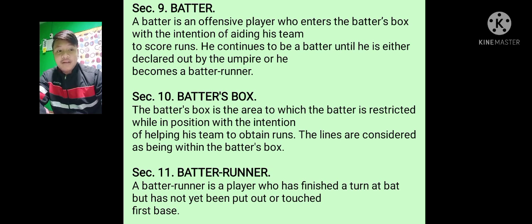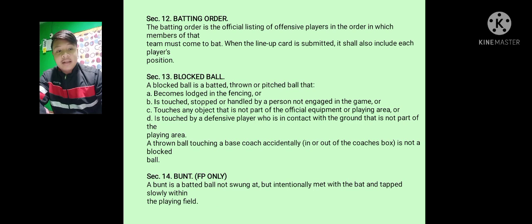Section 11, batter runner. A batter runner is a player who has finished a turn at bat but has not yet been put out or touched first base. Section 12, batting order. The batting order is the official listing of offensive players in the order in which members of the team must come to bat. When the lineup card is submitted, it shall also include each player's position.